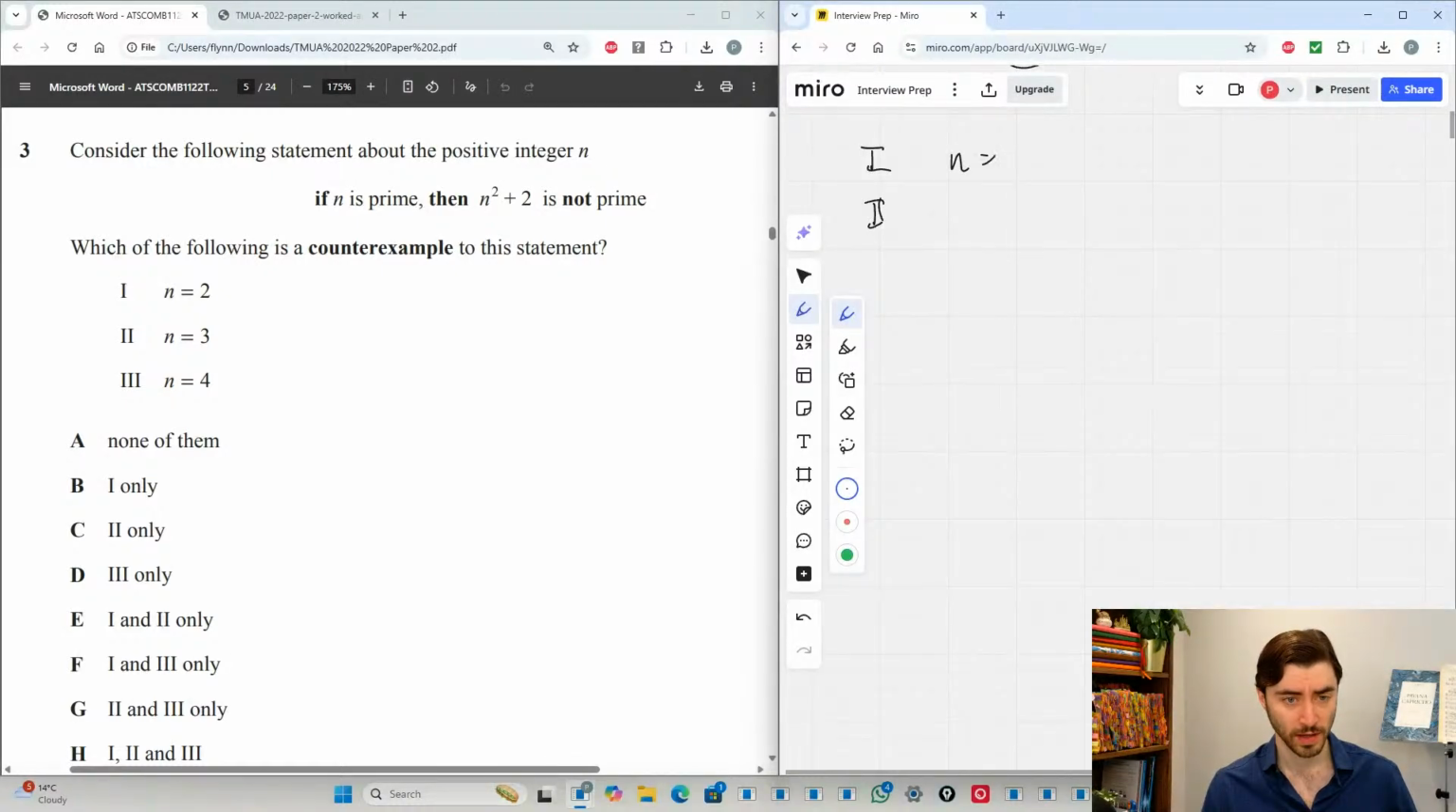So for n is 2, n squared is 4 plus 1 is 6. So 6 is not prime. That statement is valid. So for n equals 3, then we get the term is 11, which actually is prime. So n equals 3 is a counterexample. The answer is C, 2 only.